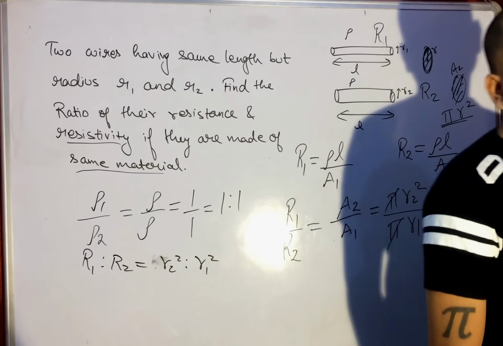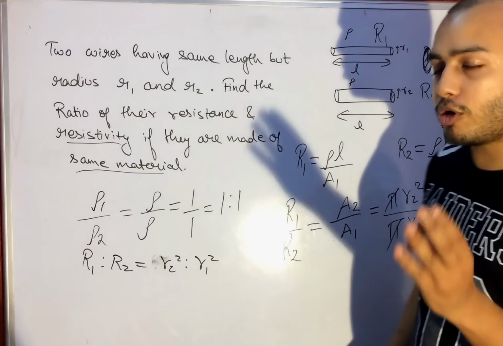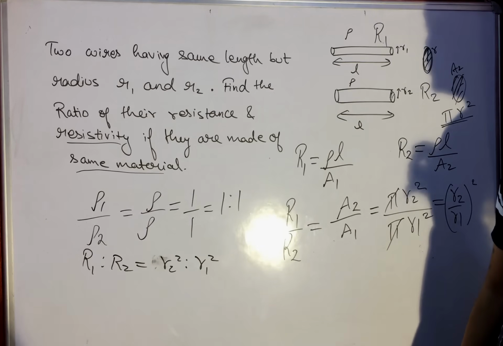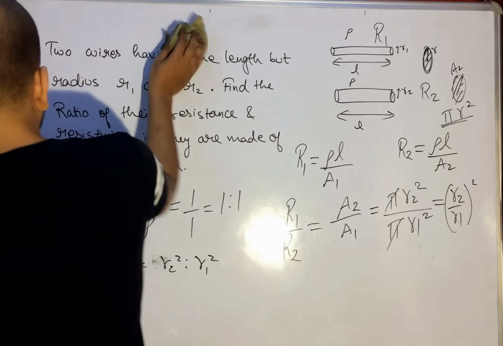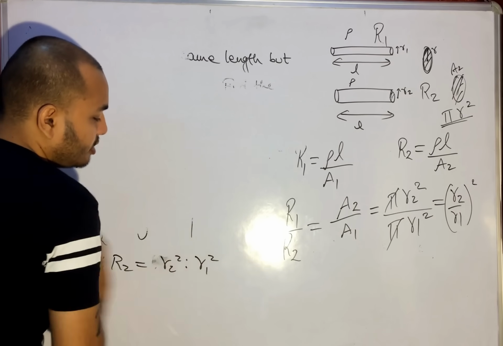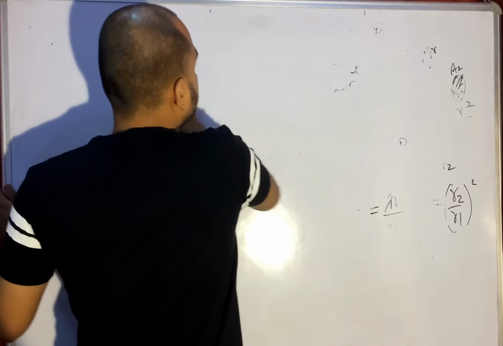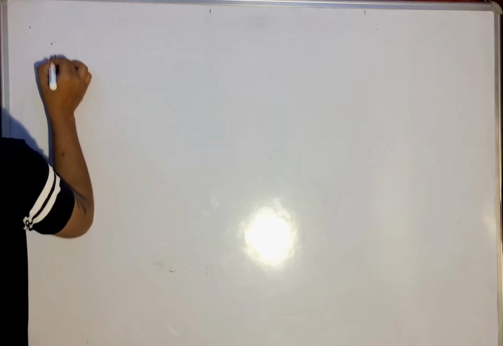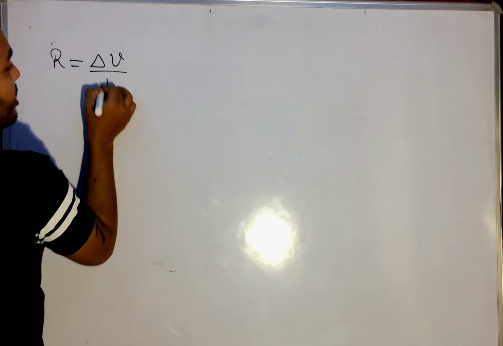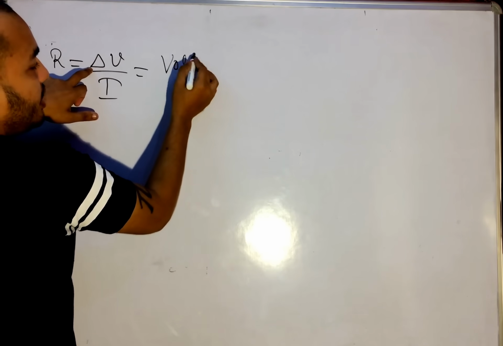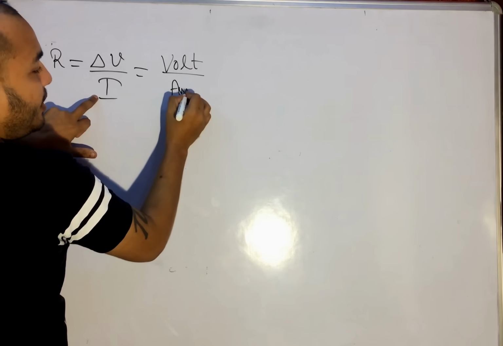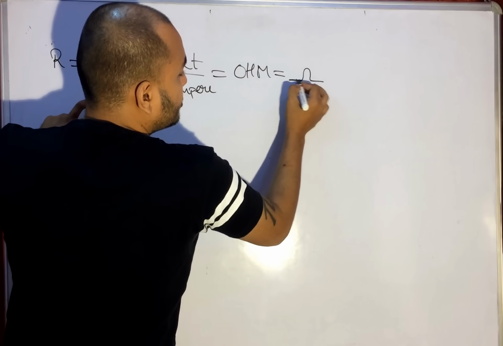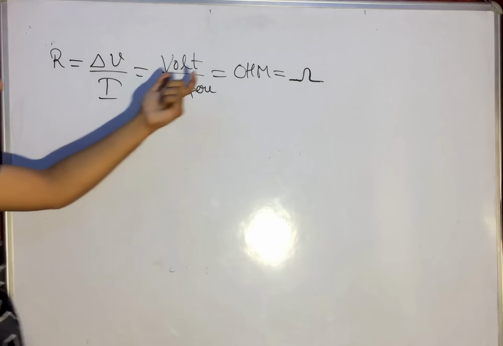So this was resistance. The formula is rho L by A. Resistance depends upon length and area. Resistivity depends upon material. The unit for resistance is ohm: delta V upon I. The unit of volt is volt, the unit of I is ampere, and this volt upon ampere is called ohm. Delta V upon I is called ohm.